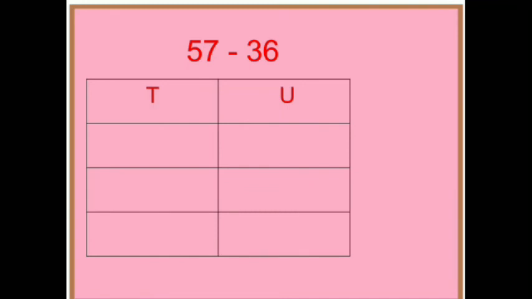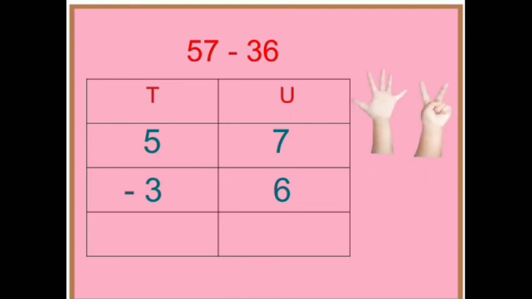Children, now we should subtract 36 from 57. First, we should write the numbers in the vertical column according to place of each digits. First, we should subtract units place digits. They are 7 and 6. First number is 7. So, we have 7 fingers. Next number is 6. So, we will cut 6 fingers. 1, 2, 3, 4, 5, 6.